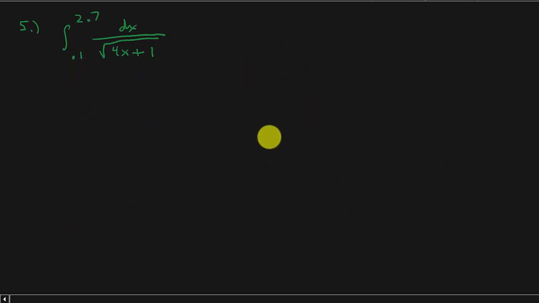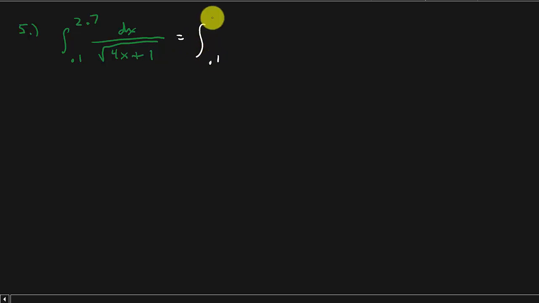All right, so let's look at this one. We've got decimals as our limits, but that's no big deal. So for this one, it's going to be another u-substitution. Do I have something in parentheses raised to a power? Absolutely. Let's write it like that.